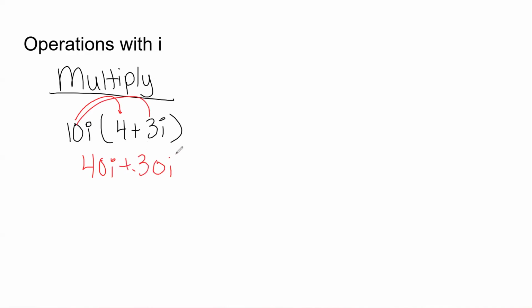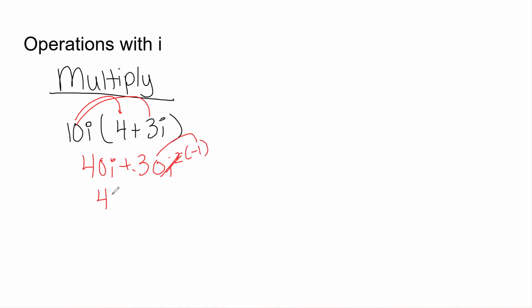Okay, so let's do 10i times (4 plus 3i). So this is distributing here. Distribute. So that would be 40i. Distribute. That would be 30i squared. But remember, i squared is our superhero. Take him out of his costume, and that's really negative 1.